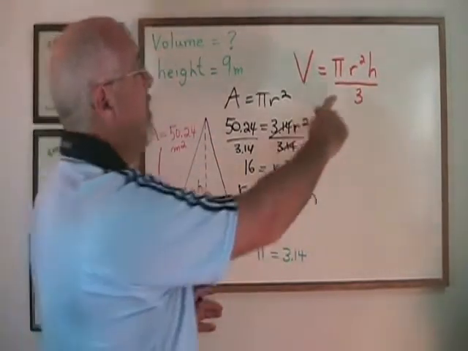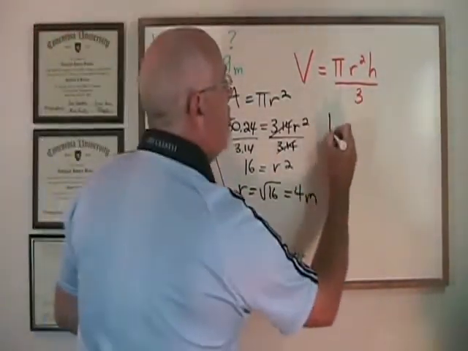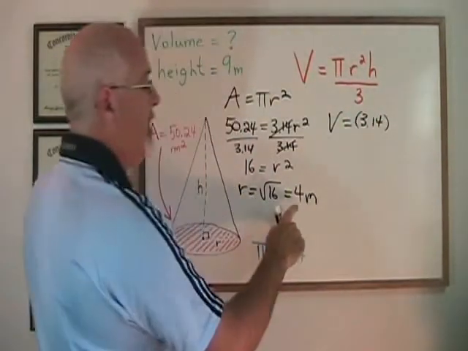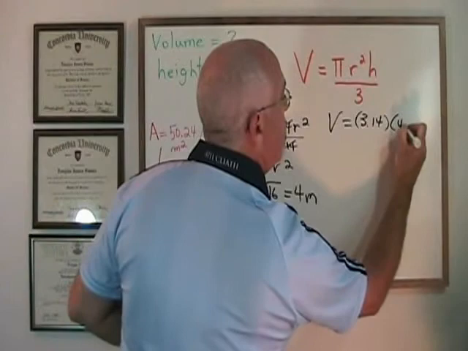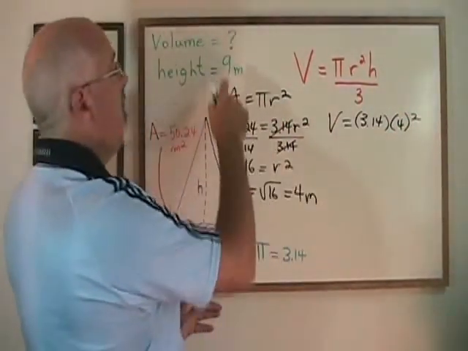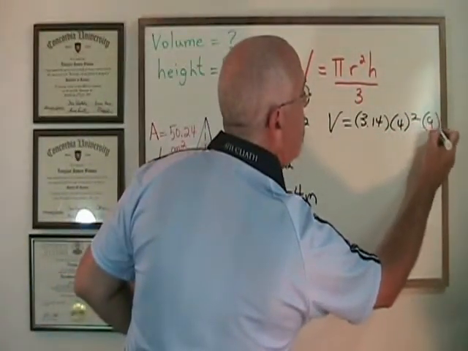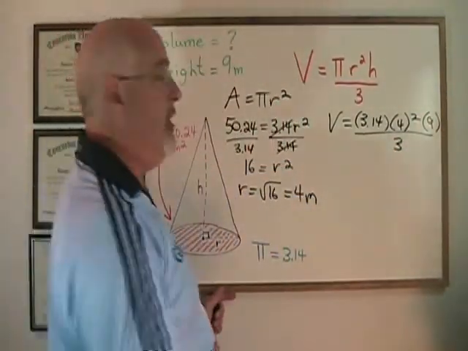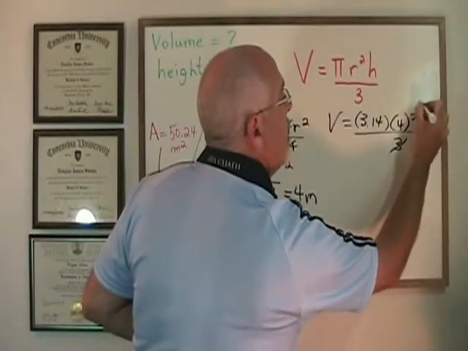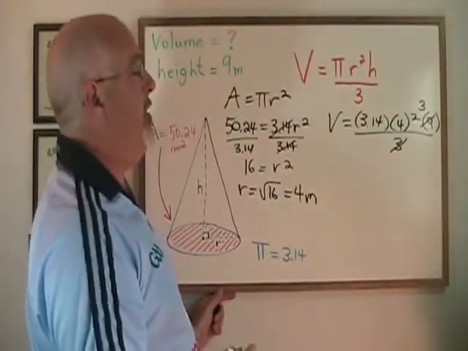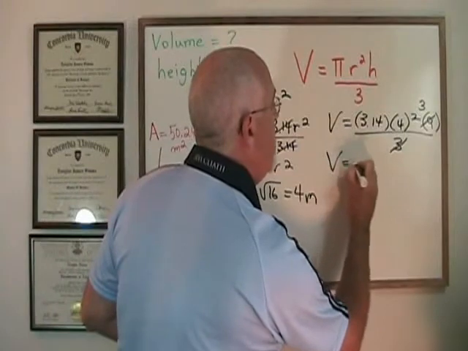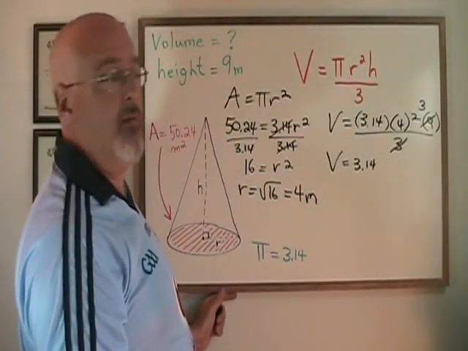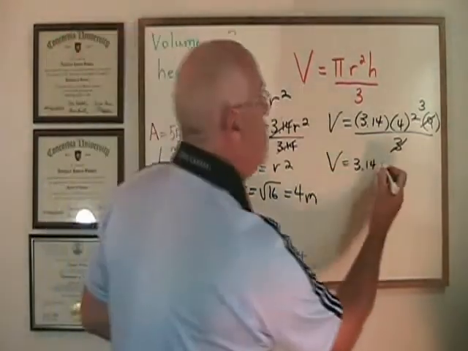Now we can move on to our volume formula. The volume is equal to pi, 3.14 again, times r squared, which is 4 squared, times the height, 9, over 3. The first thing I'll do is divide the 9 by the 3. That gives a 3 up here. We have volume equals 3.14 times the result of 4 squared times 3. 4 squared is 16. 16 times 3 is 48.